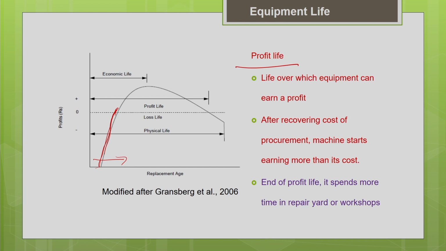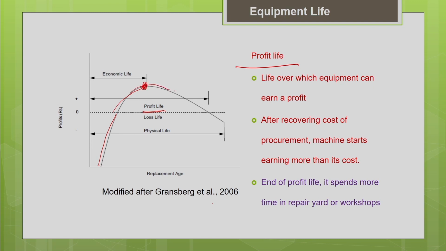But after a particular time, it will start earning more than its associated cost. It will start earning more than its ownership and operating cost. That means it has entered into the profit zone. So this is called the profit life of the machine. You can see that during the initial phase, it is just recovering the cost we have invested. After that, it starts earning more than the cost. That means it has entered into the profit zone. Now it reaches the maximum profit.